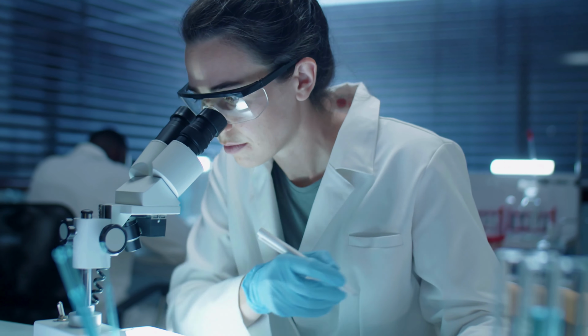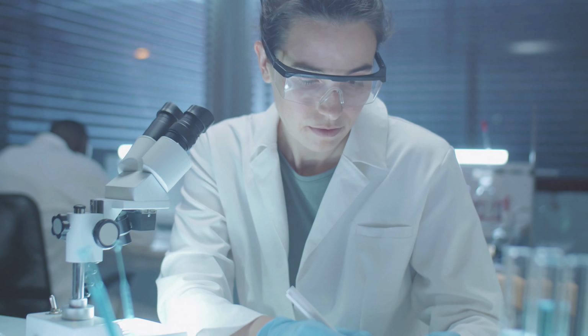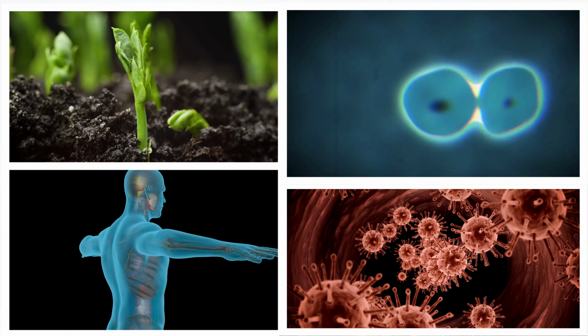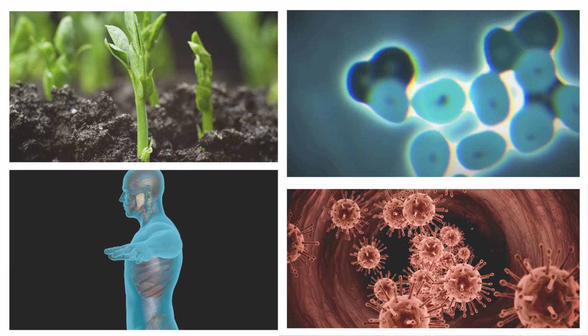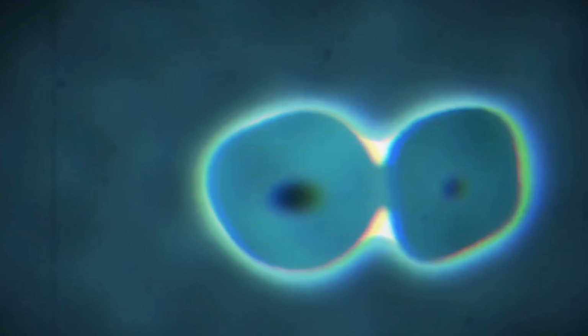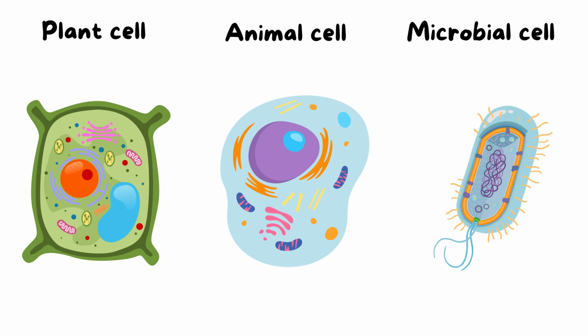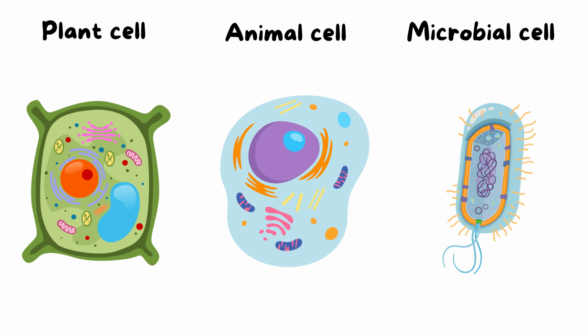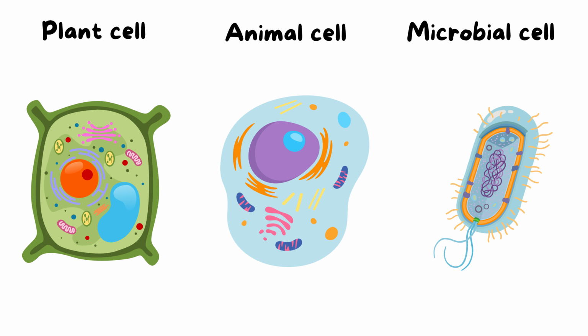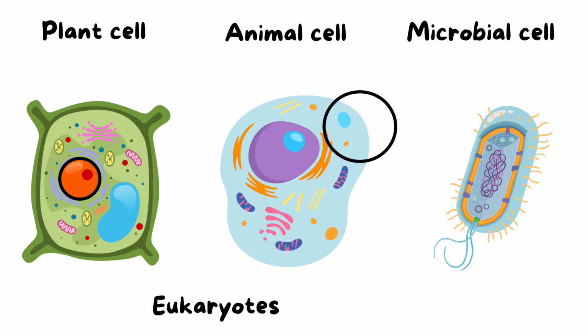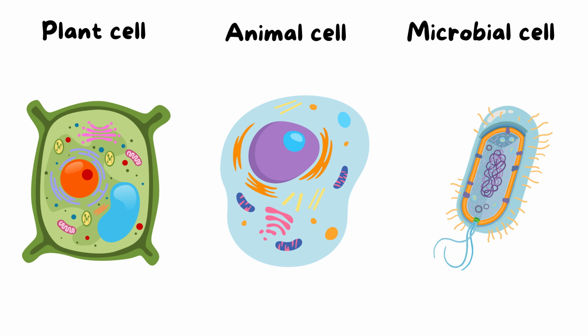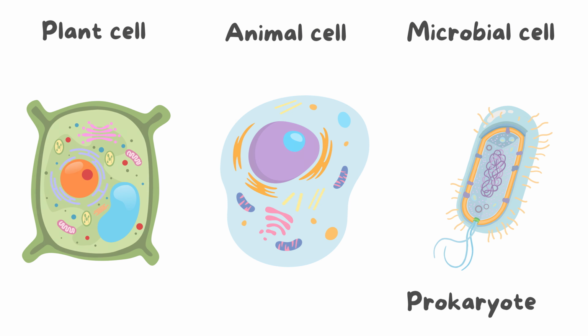Now let's get into the heart of today's lesson. All cells are not the same. There are three types of cells: plant cells, animal cells, and microbial cells. Plant and animal cells are known as eukaryotes, which means that they have a true membrane-bound nucleus. Microbial cells are known as prokaryotes as they do not have a true, membrane-bound nucleus.